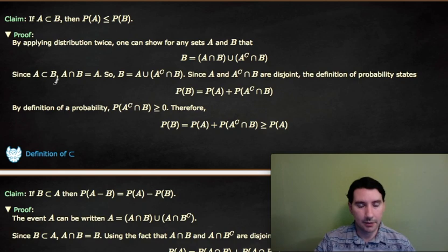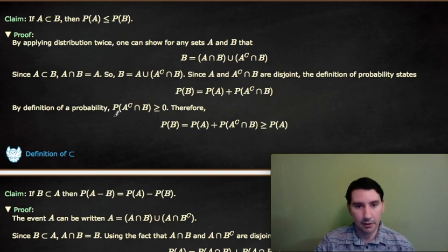And if A is a subset of B, then A intersect B is just A itself, because everything that's in A and B just has to be in A. There's nothing that's in B that's out. There's nothing in A that's outside of B. So B in this case would equal A union A complement intersect B. And these two sets are disjoint. So the probability of B is equal to the probability of A plus the probability of A complement intersect B.